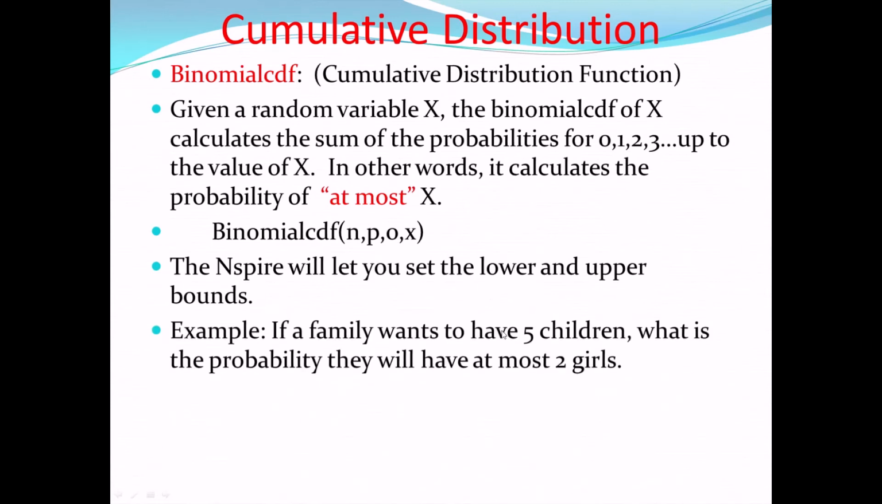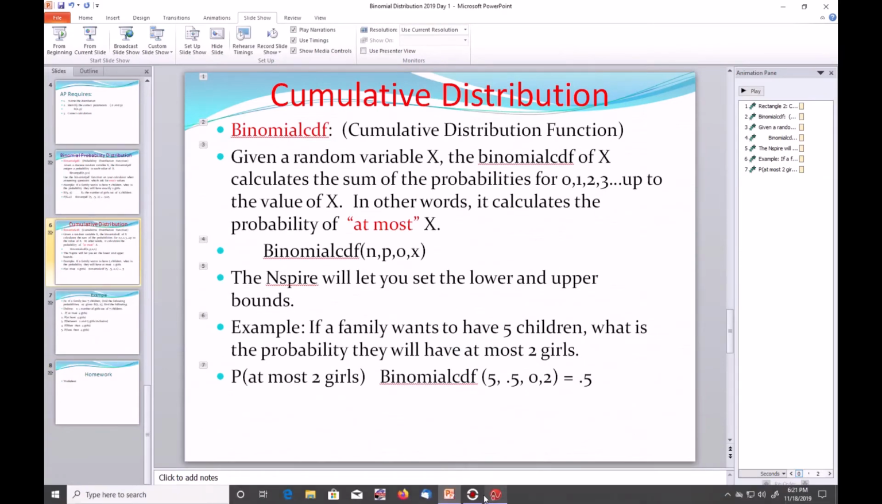So if a family wants to have 5 children, what's the probability that it will have at most 2 girls? That's at most 2 girls, and that's a binomial CDF. 5 kids, 0.5 probability of a girl, starting with 0 and going up to 2. It'll add up 0 or 1 or 2, and you get that.